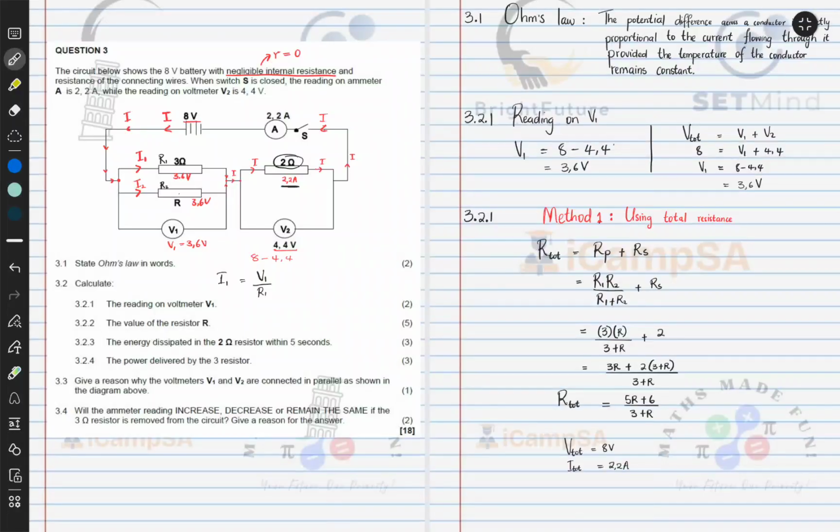Remember, inversely proportional means as one increases, the other has to decrease, or as one decreases, the other has to increase, right? So that's what would happen. So the reading on the ammeter would therefore decrease. That's what we will say.